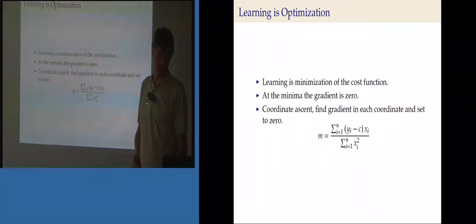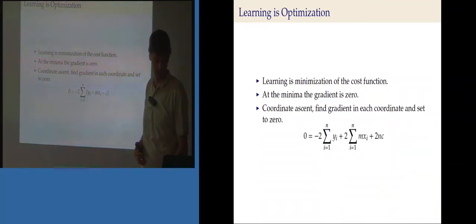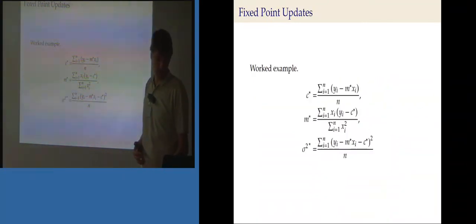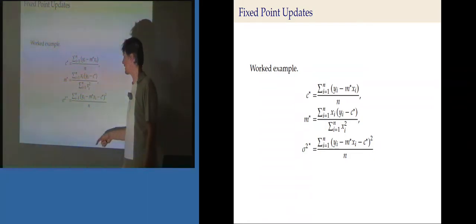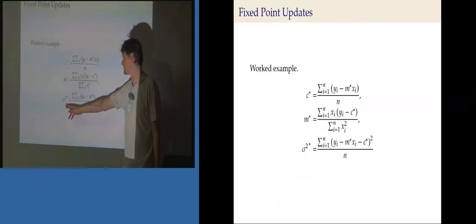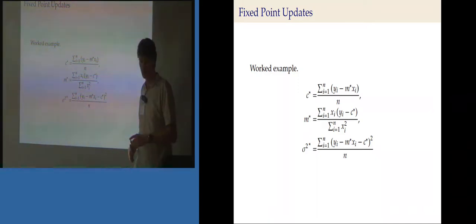You're going to use this as a little exercise in the IPython notebook. Just get familiar with Python and for loops and stuff like this later on. So you're just going to implement this. But I like it because it leads to this series of fixed point updates: given m you can update c, given c you can update m, and then given m and c you can update sigma squared. These updates happen to not depend on sigma squared at all, just because of the way the maths drops out.